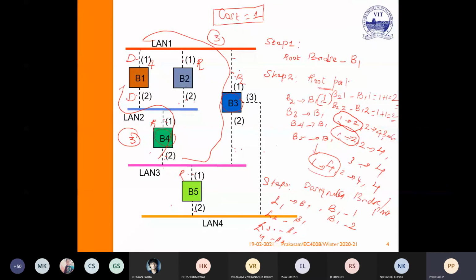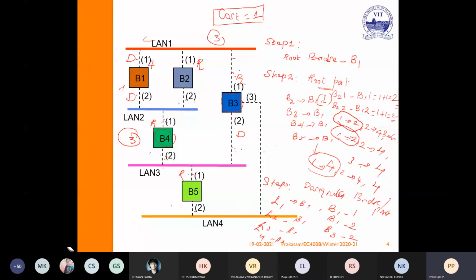So for LAN 3 to B1, we are selecting B3 with the port 2. So B3 with the port 2, now this is the designated bridge and port. So next you are moving to the last one. We are moving to the LAN 4.